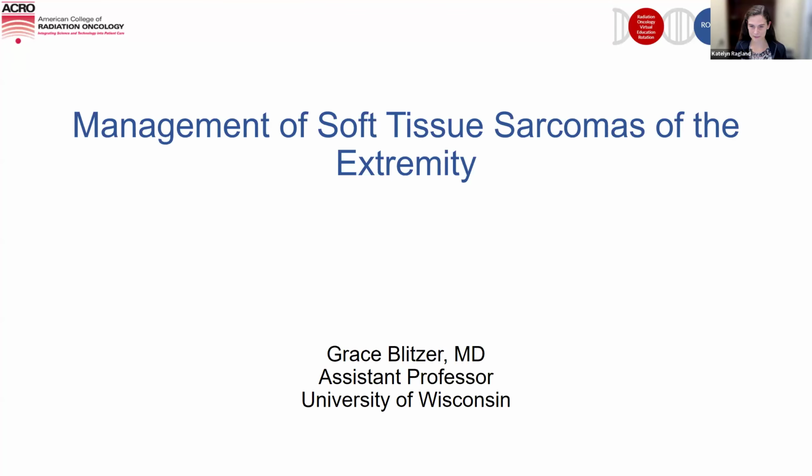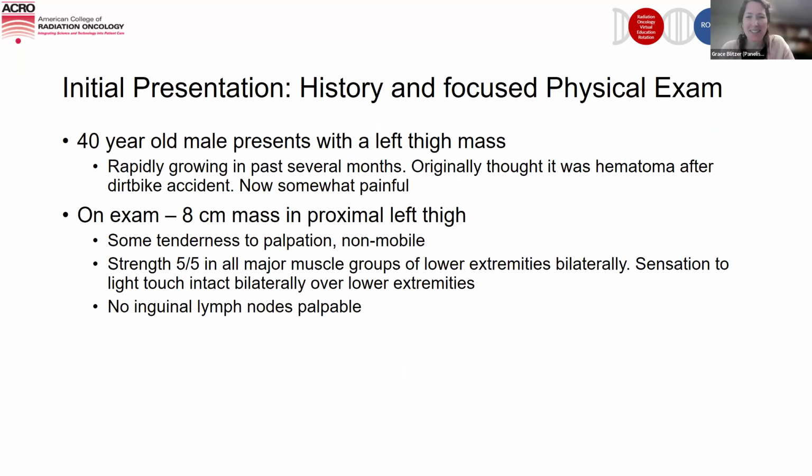Alrighty, let's get started with extremity sarcoma. Excellent. So I'm Dr. Grace Blitzer. My case is a 40-year-old gentleman who presents with a left thigh mass. He had a dirt bike accident a couple months ago and said his thigh's been hurting for a little bit, and then noticed a mass that was rapidly growing. When you see him in your clinic, on exam there's some tenderness to palpation. This mass is non-mobile, but otherwise his strength is 5 out of 5. There are no neurological deficits and no palpable inguinal lymph nodes.